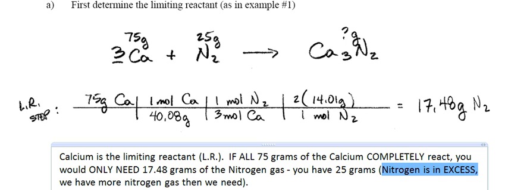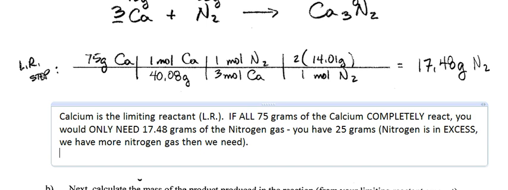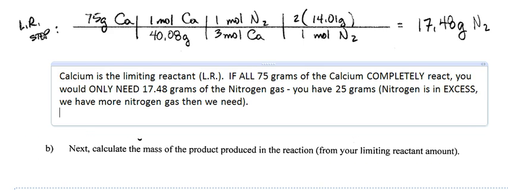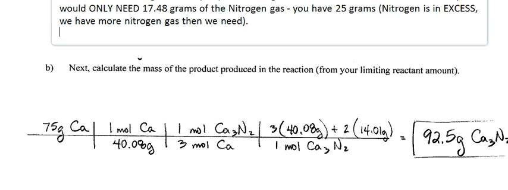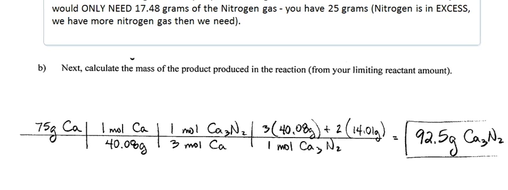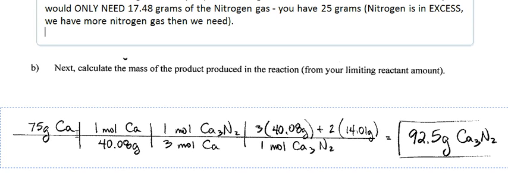We're going to have some that remain unreacted. Alright, part B. Now we can calculate how much of the product is produced. Now that you know who your limiting reactant is, we start with the amount of our limiting reactant. So we've got 75 grams of the calcium because, in the previous calculation, we determined that the calcium is our limiting reactant. It will run to completion, and we'll have extra nitrogen. Once all that calcium gets consumed, we're no longer making any more calcium nitride.